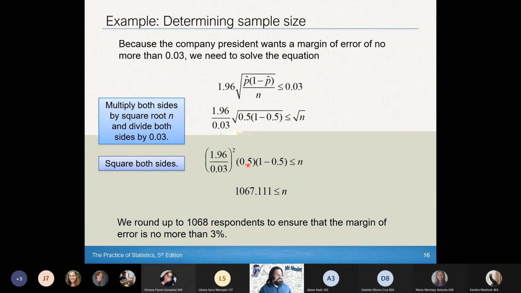We're going to round up to 1,068 respondents to ensure that the margin of error is no more than 3%. We are not allowed in this scenario to round down to 1,067, even though we're closer to that value, because n cannot be smaller than the value here. 1,067 is less than 1067.111, which means we can't use it. We have to use a value greater than, and since we're dealing with people, we're going to round it up to a whole number. Are there any questions about this example?